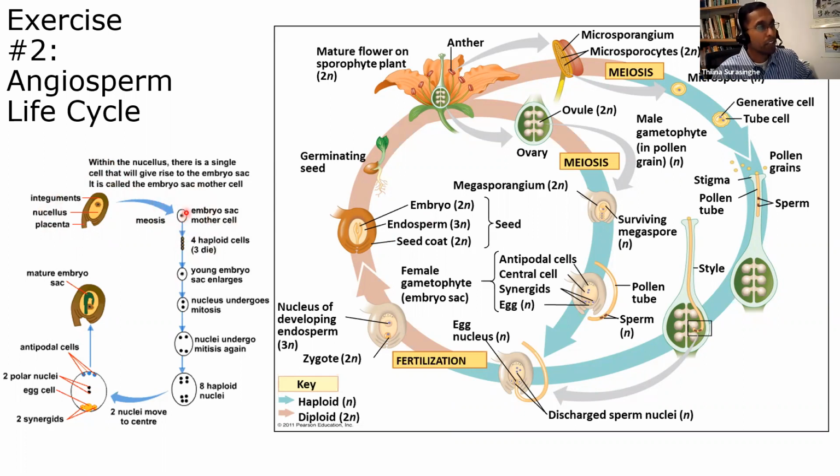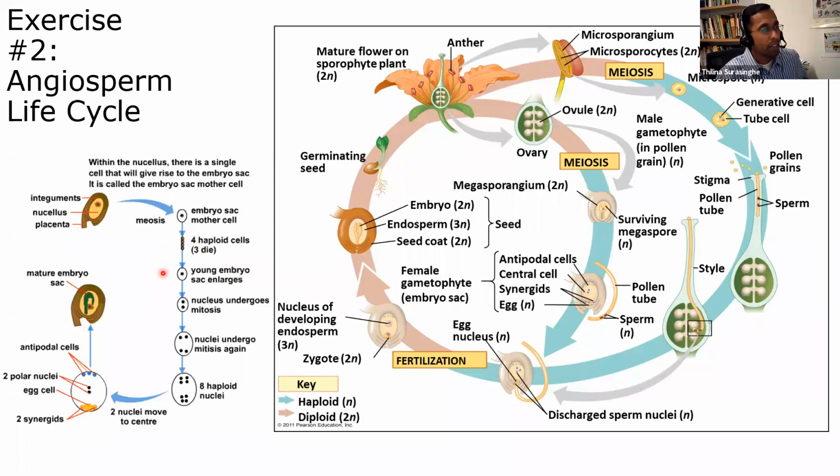The ovarian mother cell or the embryonic mother cell undergoes meiosis, producing 4 haploid cells, right? 3 of those haploid cells die, right? Remember, meiosis always produces 4 daughter cells out of a single mother cell, right?